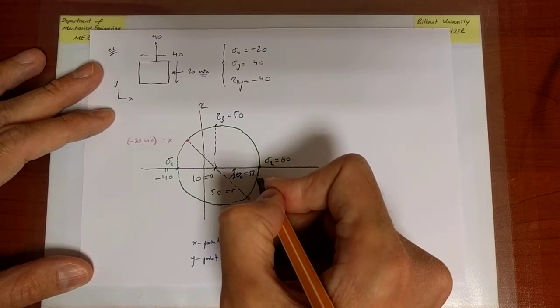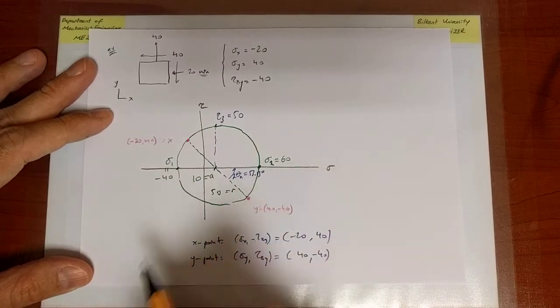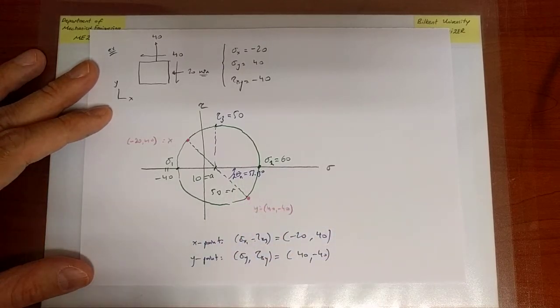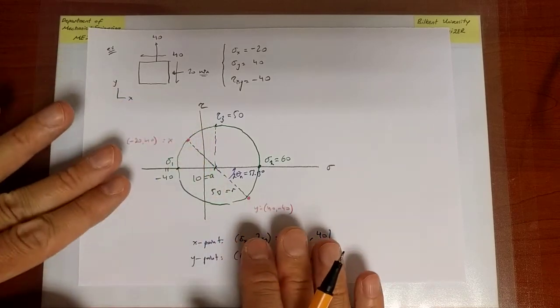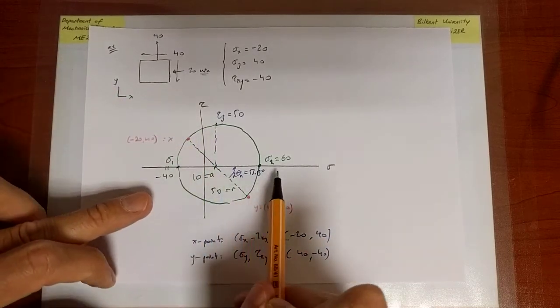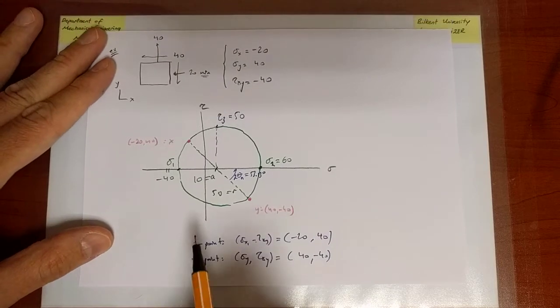53.13 degrees. So theta n is half that value. Okay. So what we've obtained is the Mohr circle from which we can easily calculate the normal stresses and the shear stresses.